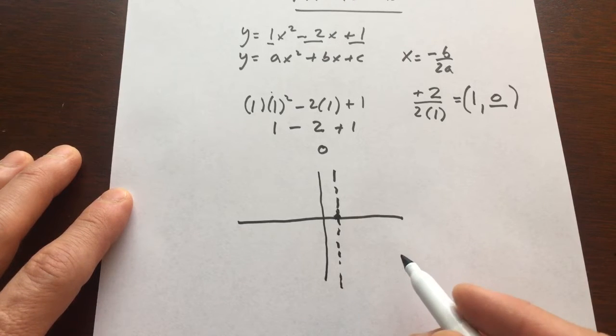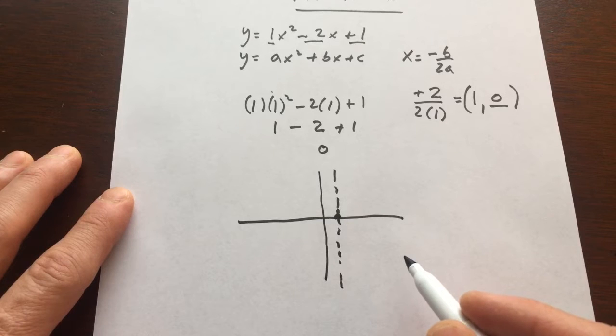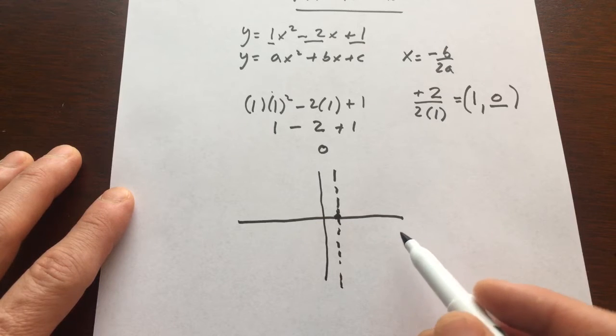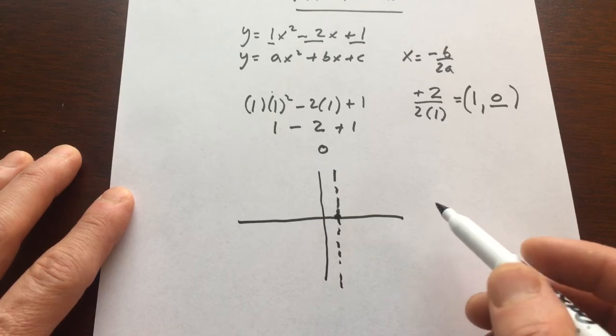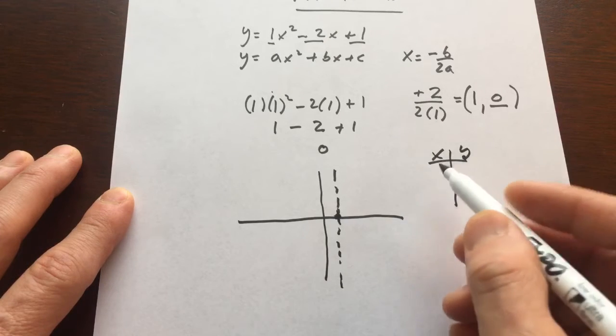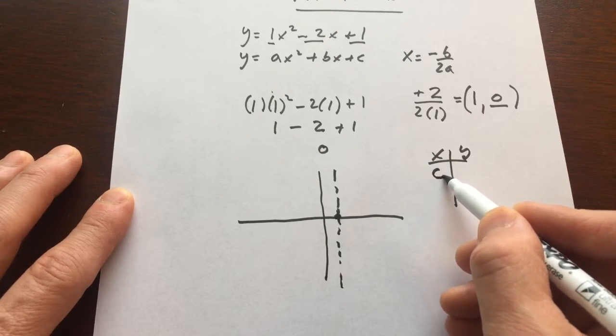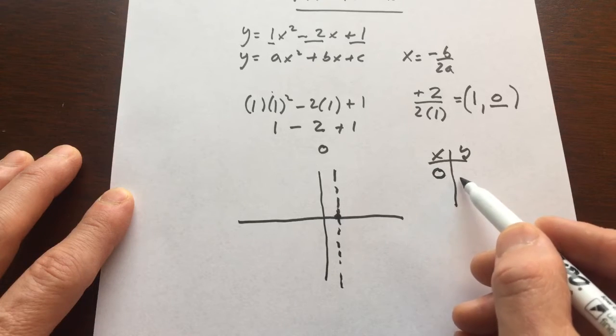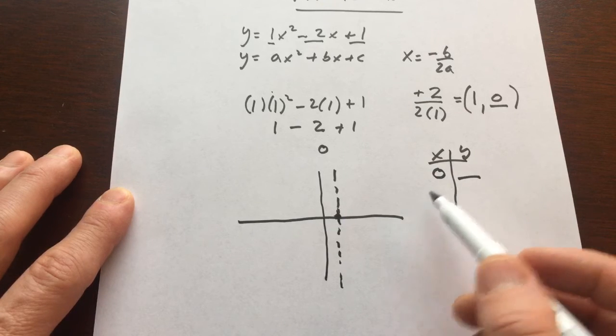Okay, so now we're going to plot some additional points. I'm going to pick an easy point, and you can just make a table like this. The easy point to locate is the y-intercept. All you have to do is set x equal to 0, and that'll give us the y-intercept.